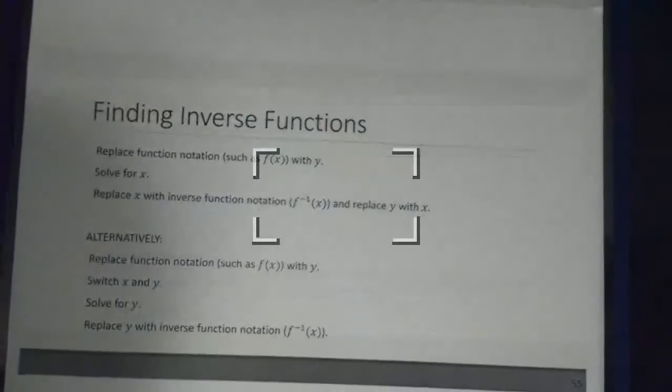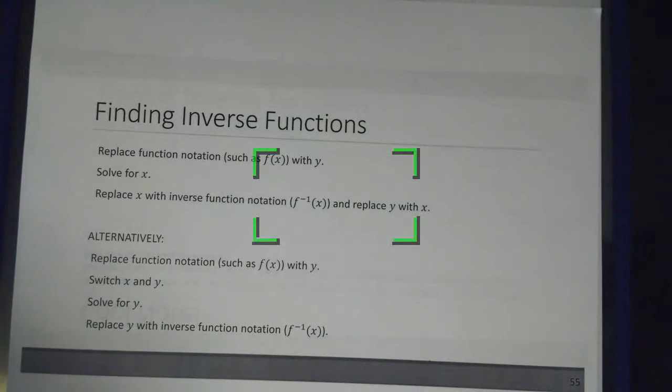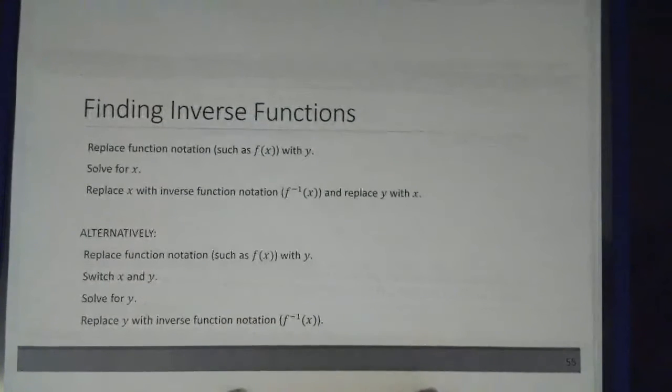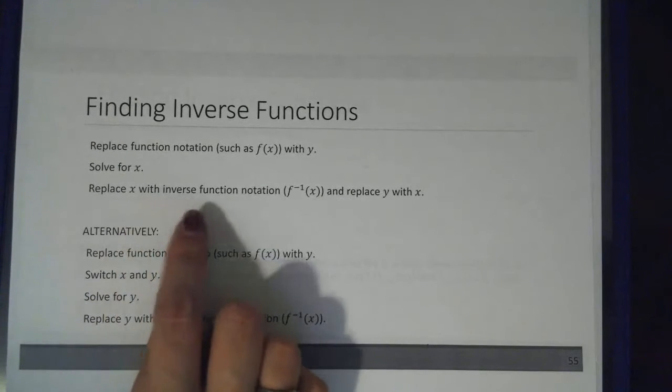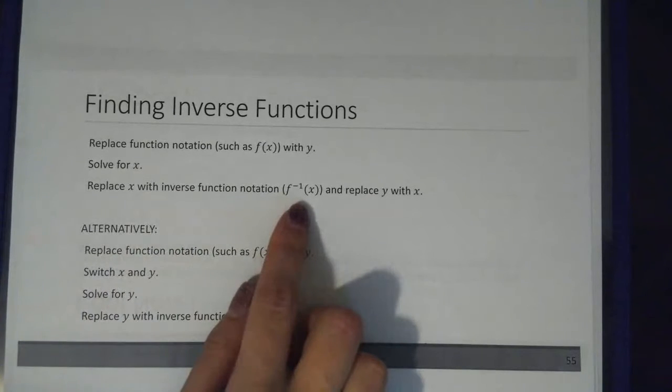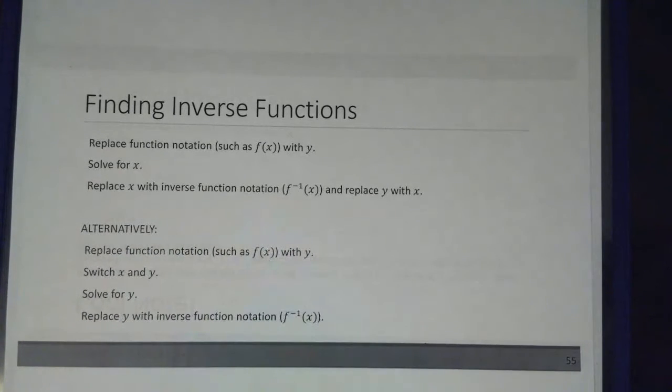Next up, we're going to find inverse functions. So the way we typically do this is we are going to replace function notation. So if you see f of x, then you're going to replace it with y. Then you can solve for x. From there, you can replace x with inverse function notation, f inverse of x, and replace y with x. This I always found slightly confusing, but it's the way your book goes about it.